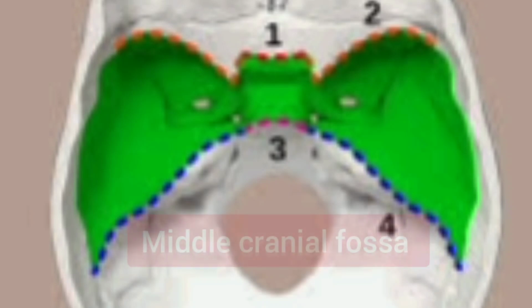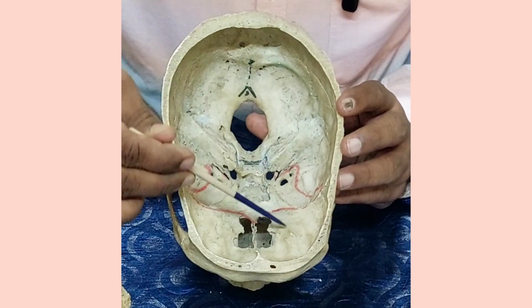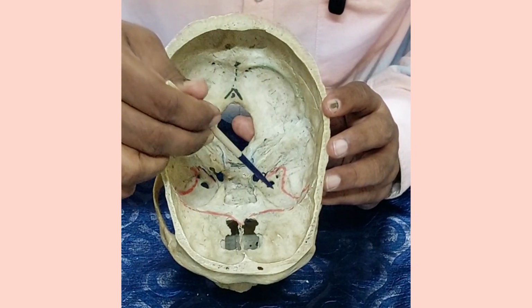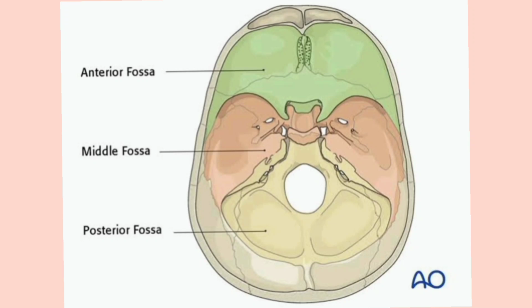The second part of the interior of the base of the skull is the middle cranial fossa. So it is the middle part: anterior cranial fossa, posterior part, posterior cranial fossa. So in between these two fossae is the middle cranial fossa. Then what are the bones and boundary of the middle cranial fossa?